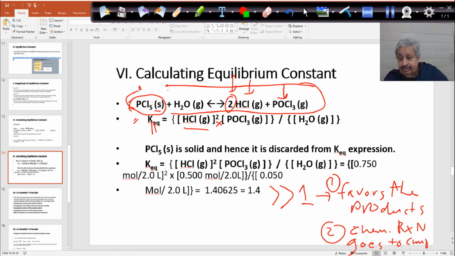Whenever K is greater than 1, that's the case. If it's less than 1, it will favor the reactants, correct? And the reaction is barely happening. The chemical reaction has barely started, correct? So that's the way it is. So that will conclude the chemical equilibrium constant expression and its calculation.